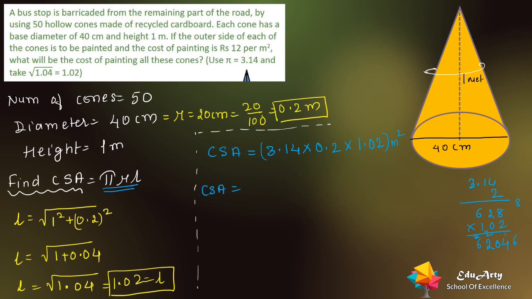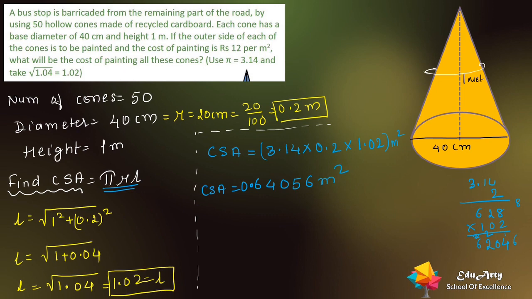The answer is 64056. Not meter square yet, sorry, we have to give the decimal. Where is the decimal? See how you count the decimal. You multiplied without decimals, and counting 1 2 3 4 5 places, the decimal will come here. So this is meter square. This much meter square you need.